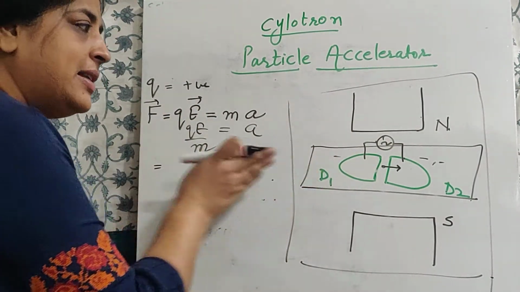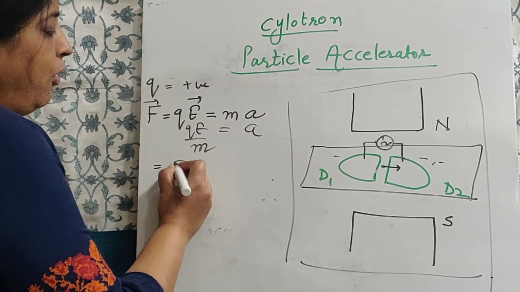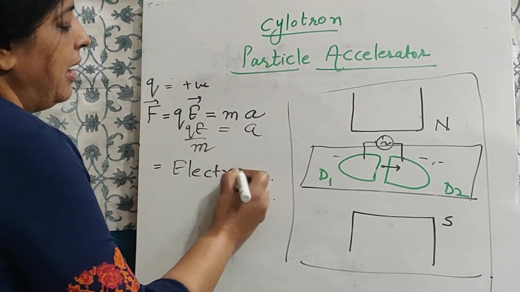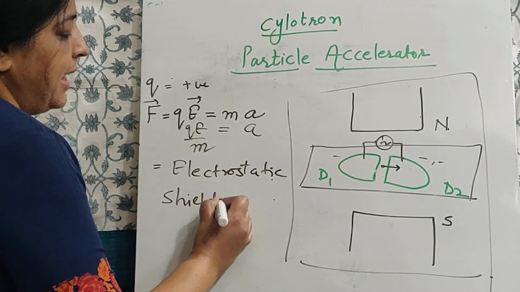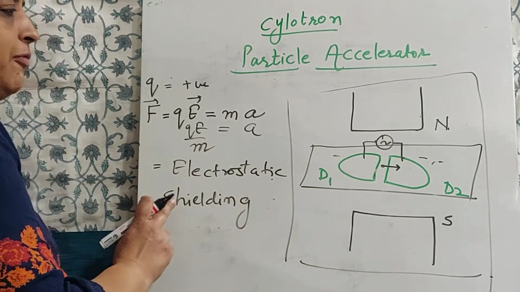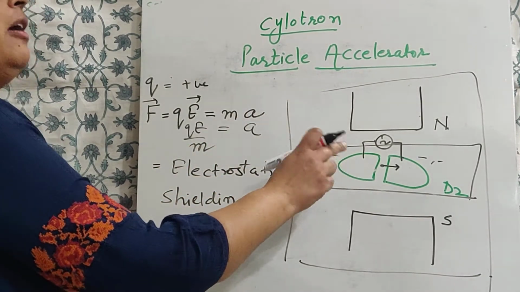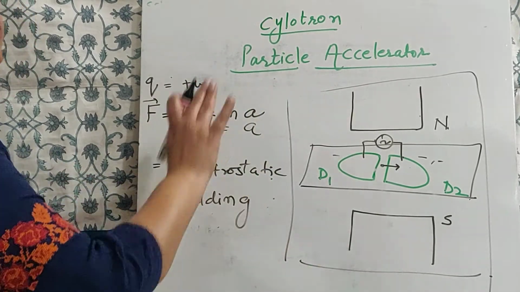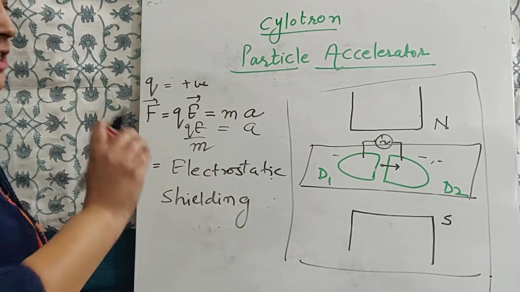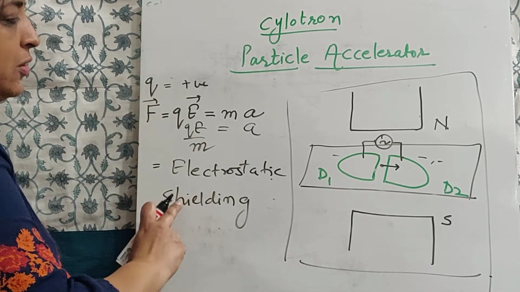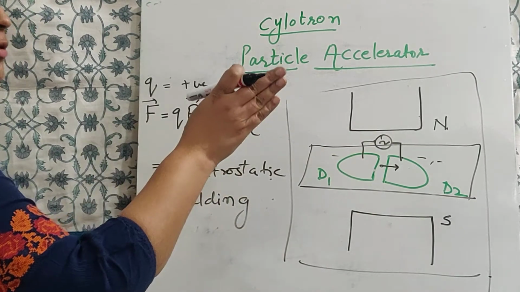Now when it enters into the hollow D, what happens is that we have already learned about the phenomenon of electrostatic shielding. This phenomenon is one in which the particle will have no effect of the electric field over it, because it is present inside the metal. So electrostatic shielding happens, so there is no effect of the field now. It has already entered into the D.